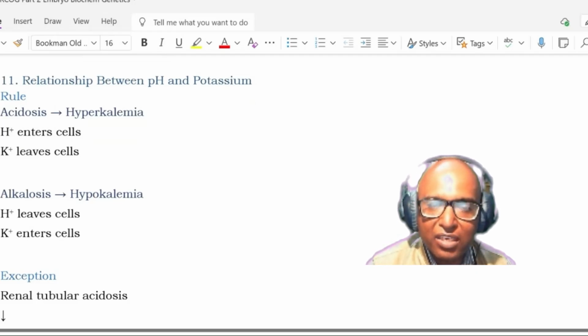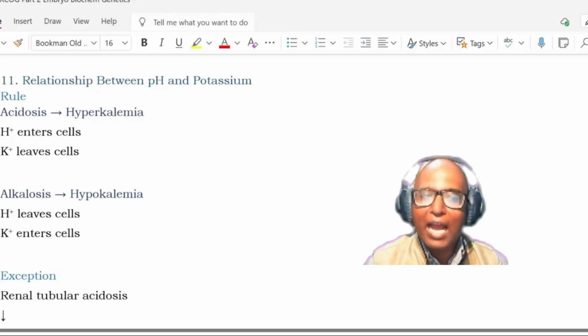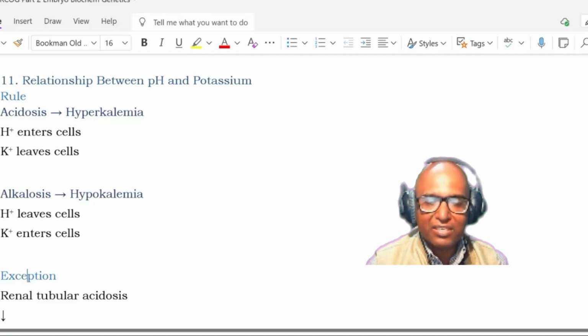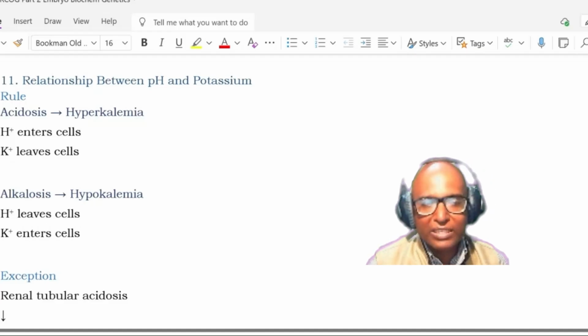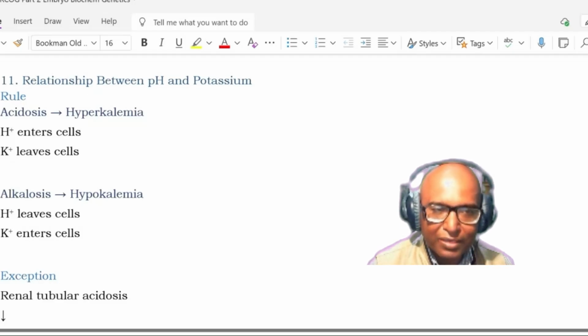What happens if there is alkalosis? Okay. If there is acidosis, that will lead to hyperkalemia. So H plus enters the cells and potassium will leave the cells. When there is acidosis, obviously H ions are more, so they will enter into the cell and potassium will leave outside the cell. Okay, so in acidosis there is hyperkalemia.